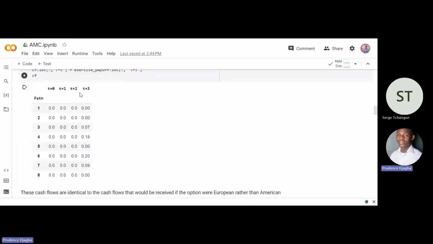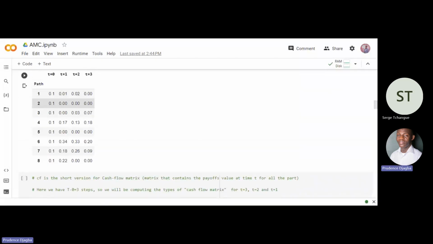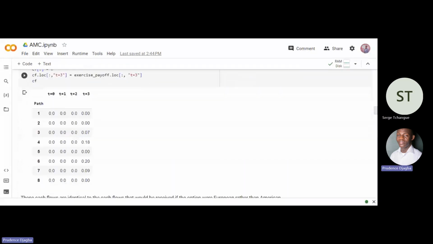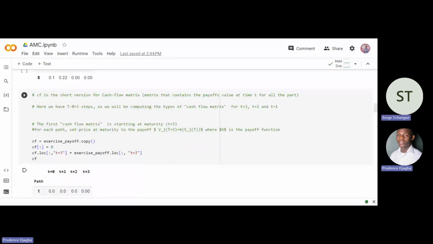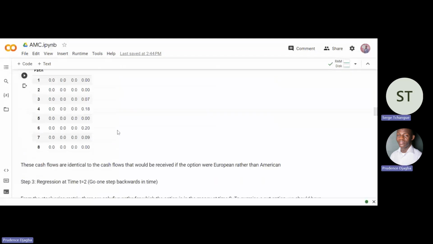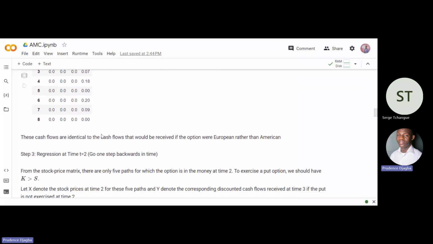Since we are starting from the maturity, all the others will initially be 0, and then at t equal to 3, we only have the cash flow that we obtain from here. I just report them here, and that's what gave us the first cash flow matrix. Now we go backward, time equal to 2, for the second cash flow matrix.